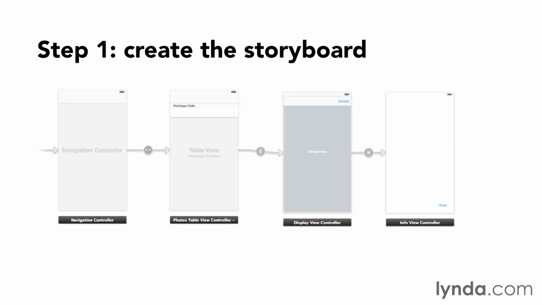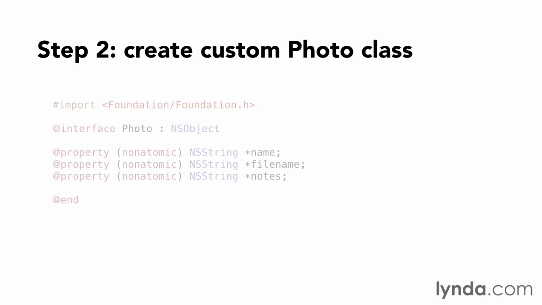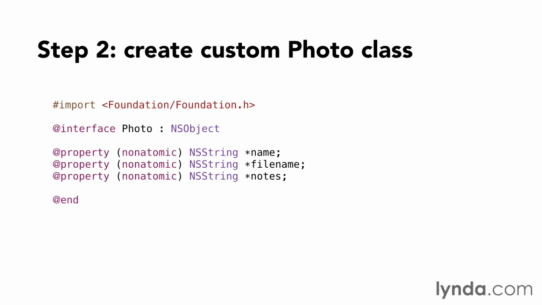We'll do this in 5 basic steps. Step 1 is to create the storyboard, define the scenes and the segues, add the user interface elements. We're going to be passing a custom object between them, so step 2 will be create a custom photo class. This is fairly simple, it's really just a structure of data.